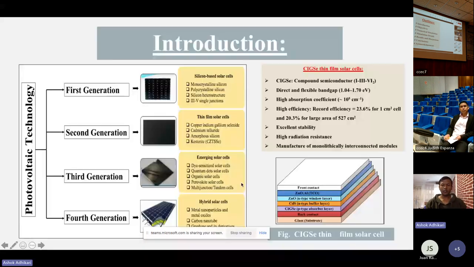Starting with the introduction, in this section we are discussing solar cells. Solar energy can be harnessed from solar photovoltaic devices containing semiconductors. These photovoltaic devices are classified into different generations: first, second, third and fourth. The first generation is related to silicon-based solar cells, wafer-based silicon solar cells, and also III-V single junction solar cells. The second generation is also called thin film solar cells, which include copper indium gallium selenide, cadmium telluride, iron pyrite, and kesterite. The third generation includes emerging concepts such as dye-sensitized solar cells, quantum dot solar cells, organic solar cells, perovskites, and multi-junction or tandem cells. Finally, the fourth generation is hybrid or combined solar cells: organic, inorganic, metal oxide, carbon-based solar cells, graphene and its derivatives.